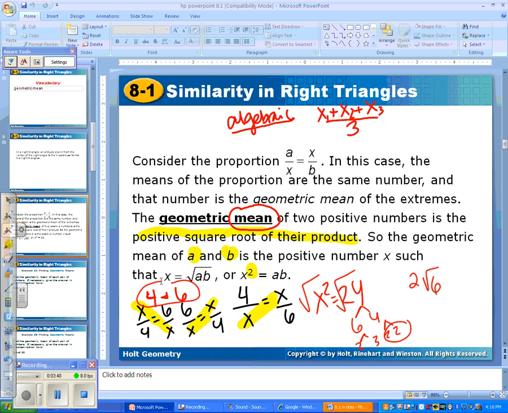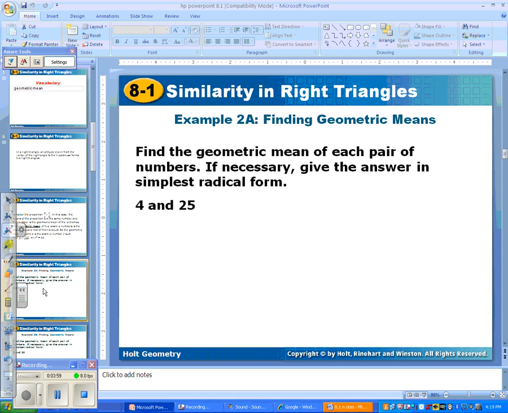And a shortcut to do that is just to say that x equals the square root of the first number times the second number. Because what is 4 times 6? Well, it's 24. And all we did was we square rooted it. So this is the shortcut. If you cannot remember this, just fall back to the proportions and solve. So there's lots of examples. And I'll show you why we're doing geometric mean. It goes along with similarity and right triangles.